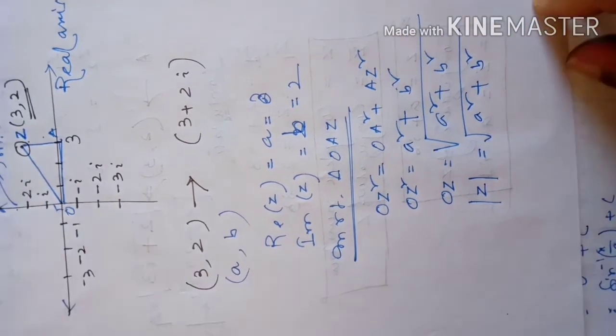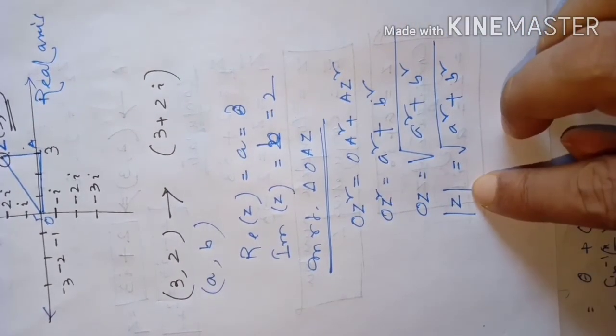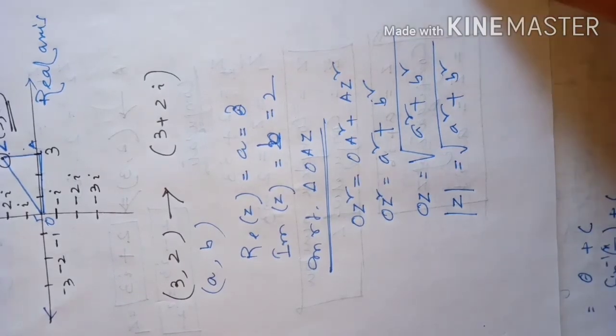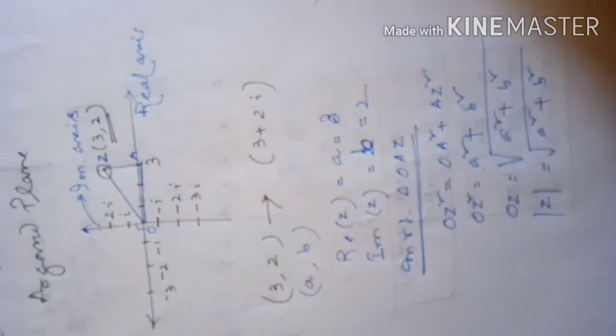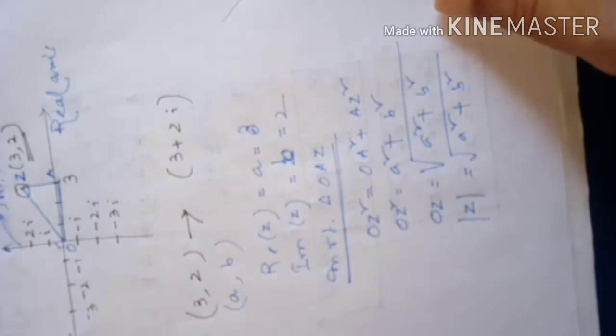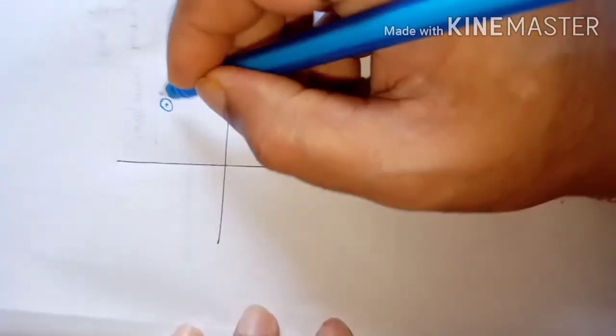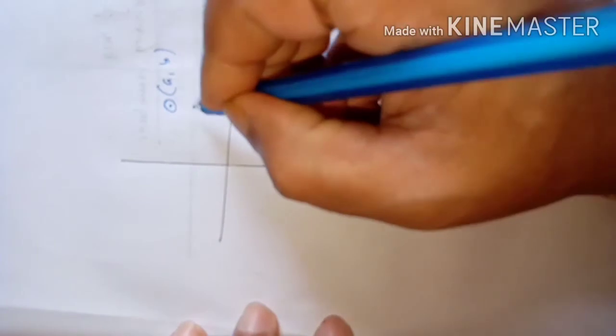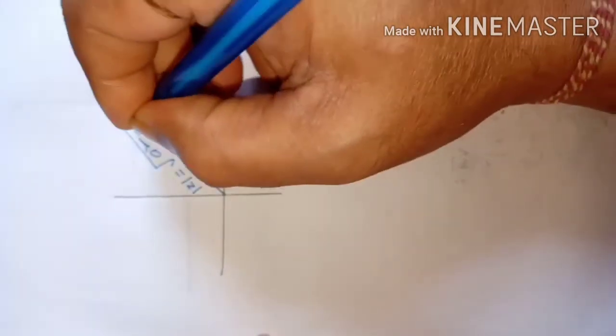So in the Argand plane, this is denoted by modulus of z. What is modulus of z? If somebody asks you, what will be your answer? It is the distance of the complex number in the Argand plane from the origin. Let me write once again. In the Argand plane, the distance of a point (a, b), since it is a complex number, is denoted by the modulus of the complex number. Modulus of z is equal to the square root of a square plus b square.